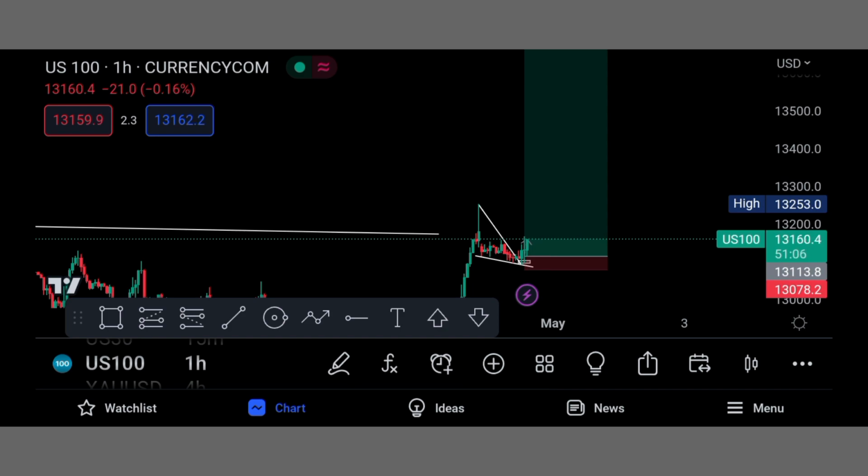And if I could have entered over here, I could have been in amazing profits. But it's Friday. On Friday I usually am careful with the markets because it's too volatile, too manipulative.